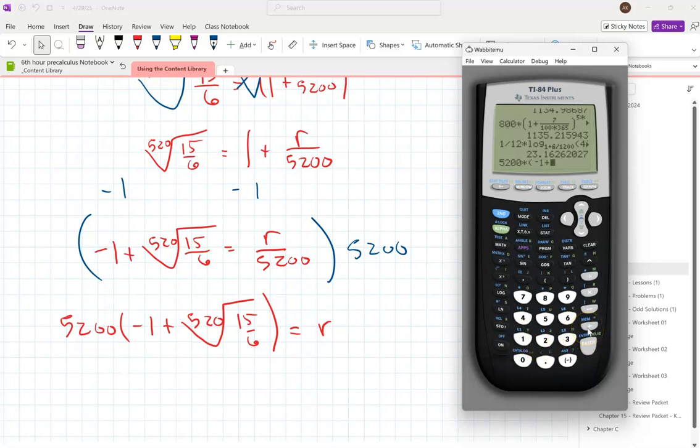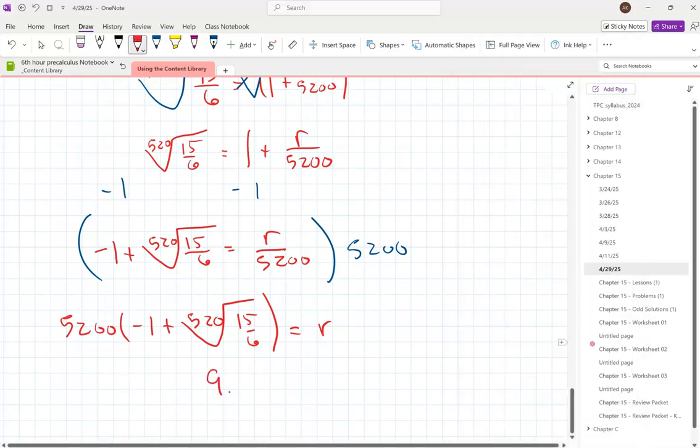To get that 520th root, reminder how to do that. I'm going to type in the index 520, and then I'm going to press math, and I'm going to pick command 5, where it has the radical where the index isn't defined. If I press enter, that 520 now becomes the index for my radical. I'll just do 15 divided by 6 and close my parenthesis. So I get 9.17 is my interest rate that I need.